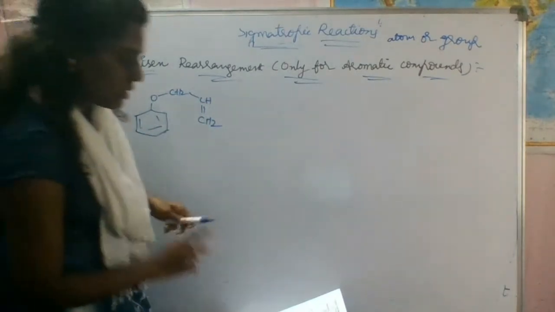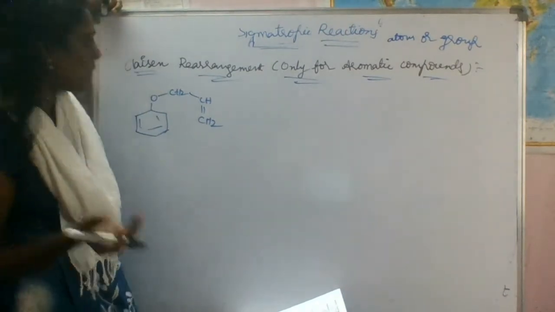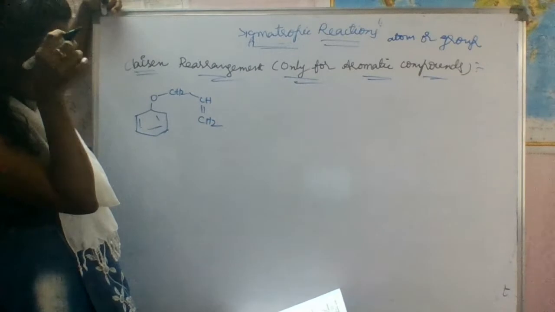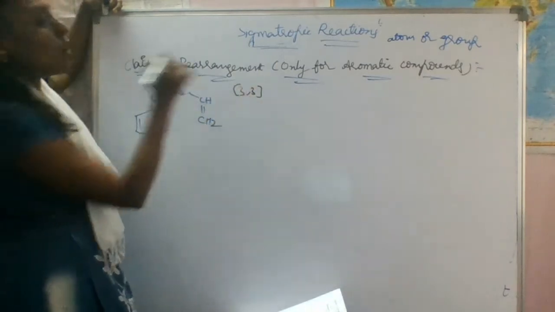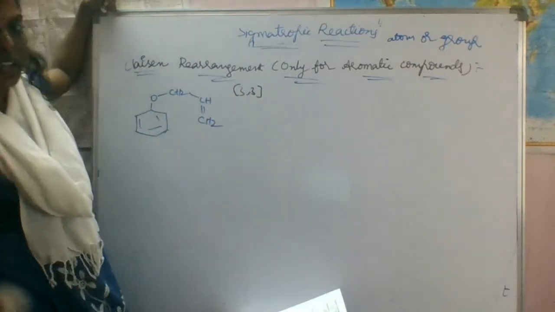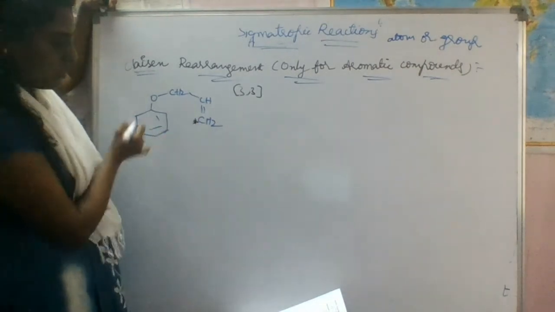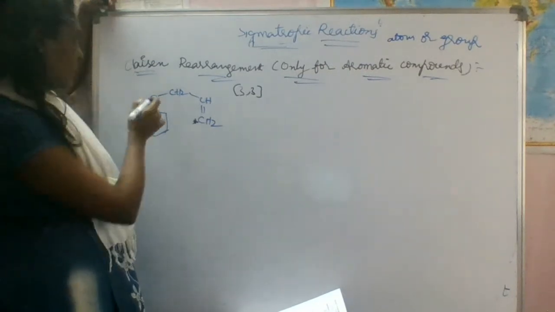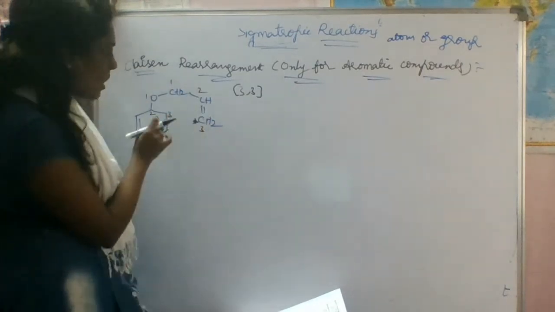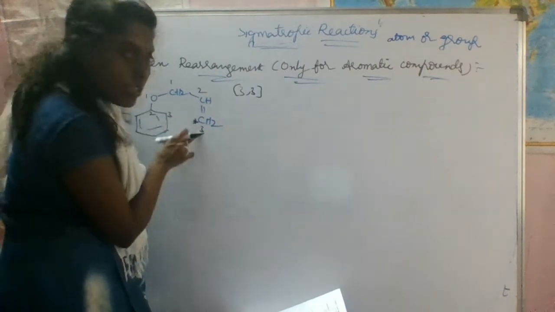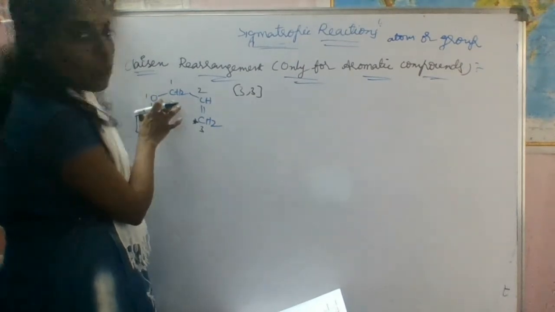So this is this one. Next, the numbering is important. Here we have to give the numbering. This is also a 3,3 sigmatropic rearrangement. We have to give the numbering 1, 2, 3, 1, 2, 3, which means there is a new bond formed between this carbon and this carbon. We have to break the bond between 1 and 1, right?